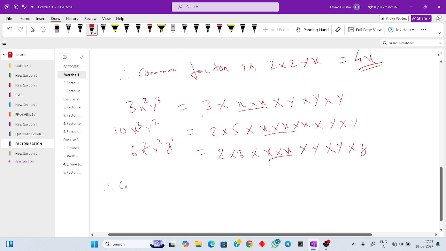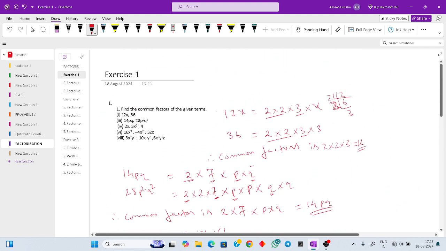So we'll write, therefore common factor is x multiplied x. Also, 2 y's are also common in it. So y multiplied y. And z is not common in these two. So the answer will be x multiplied x is x squared, and y multiplied y is y squared. So x squared multiplied y squared means x squared y squared.